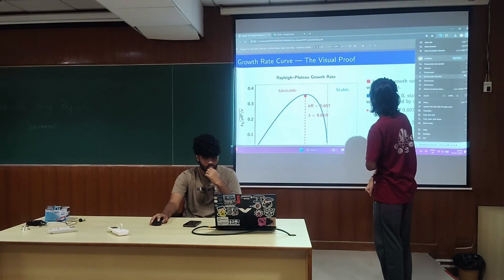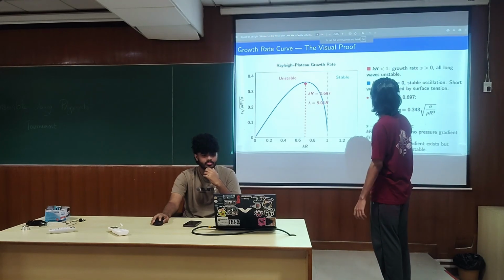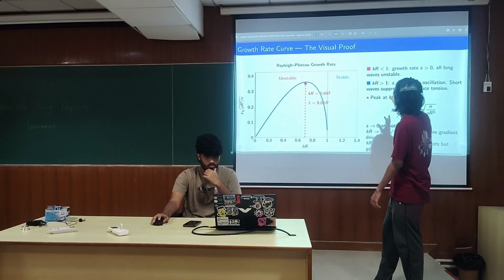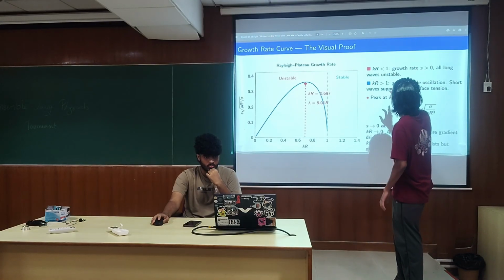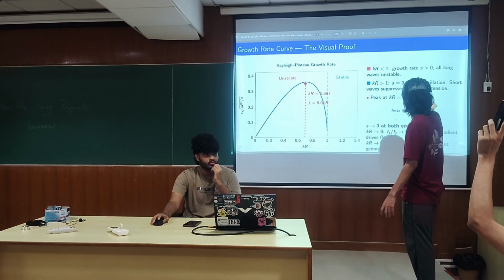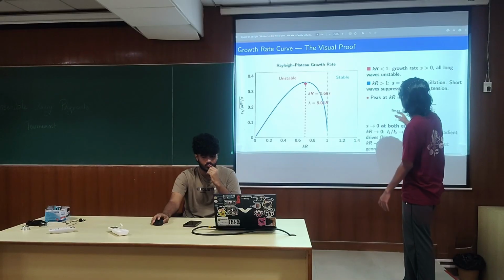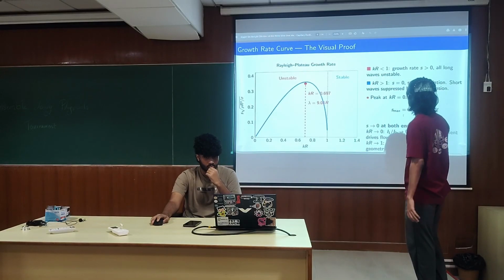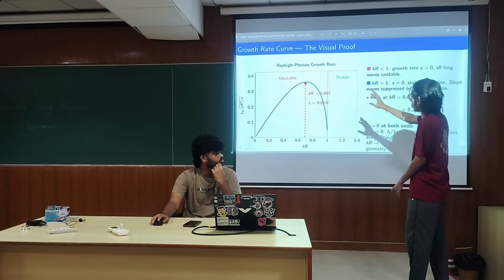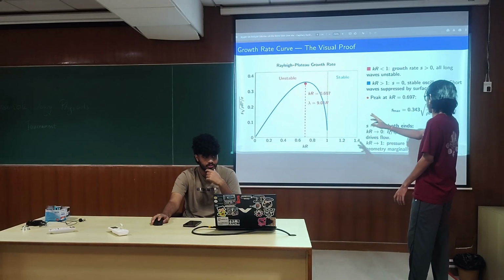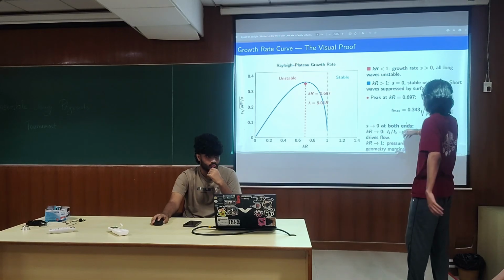So here we have the growth rate curve, where we basically show the plateauing condition for the unstable and stable regimes. We see that for t less than 1, the growth rate is greater than 0, so all along the waves are unstable. And for t greater than 0, s equals 0, yes, we have a stable oscillation, and the short waves in the jet will be suppressed by the surface tension. So we get the maximum growth condition at the peak, and these are the characteristics of the curve that we have defined.